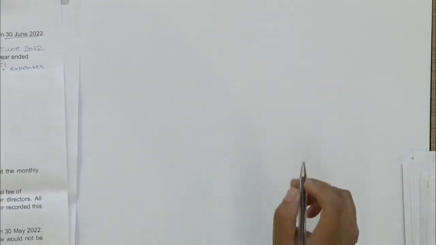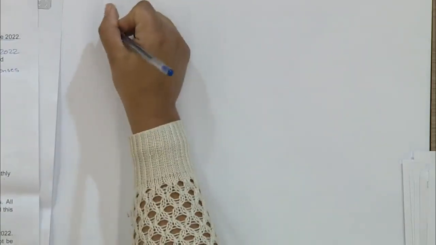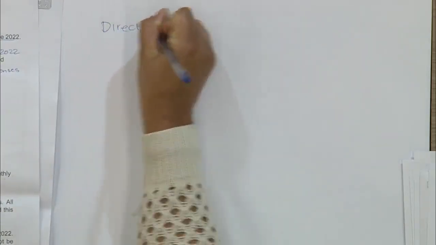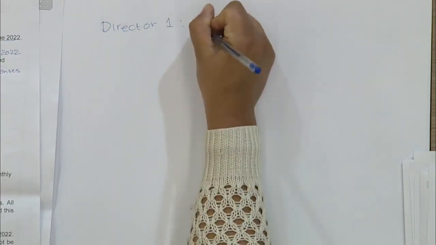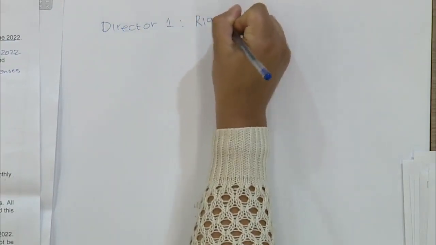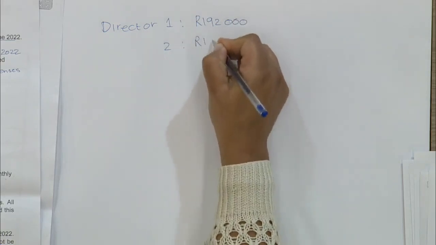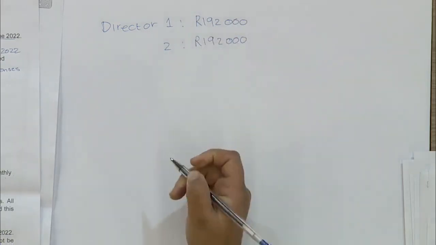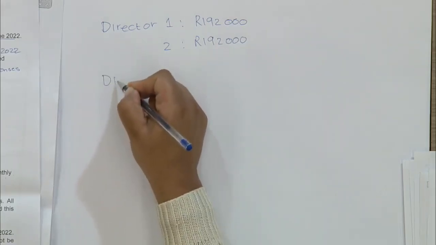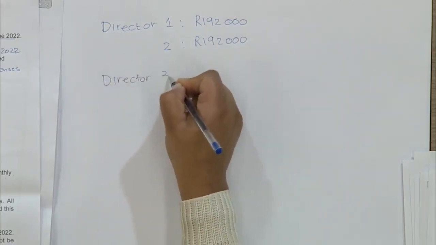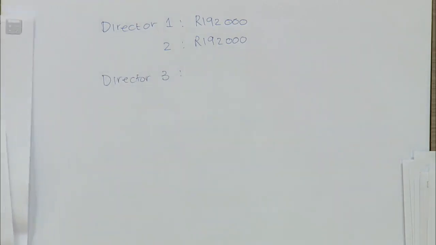So let's do our calculation. What is the first calculation that we're going to do? We have director number 1, that's 192,000. Then director number 2 also earned 192,000. Then director number 3. Who is director number 3 and what does director number 3 earn?